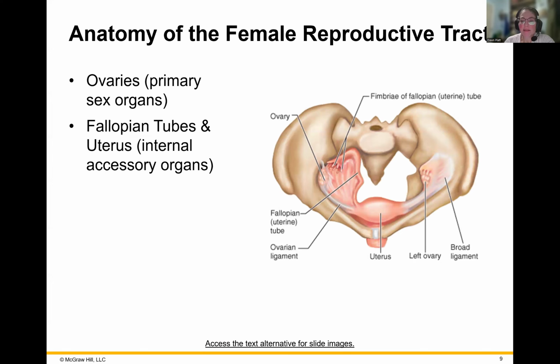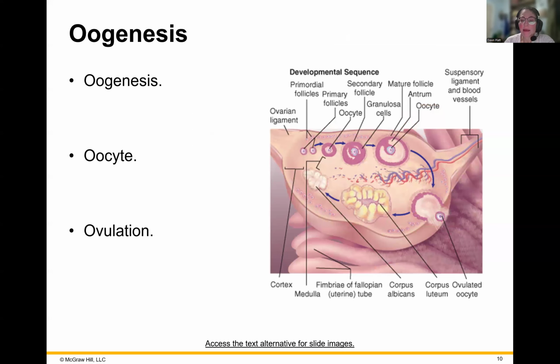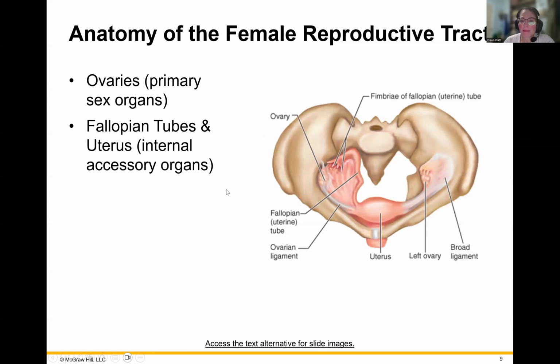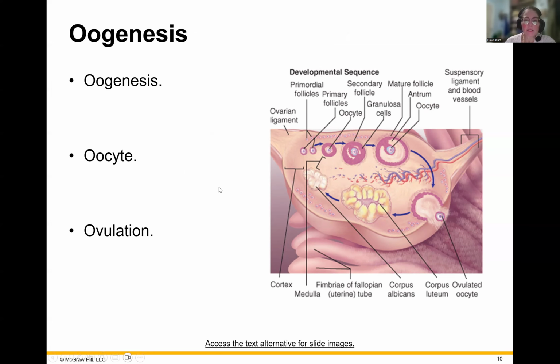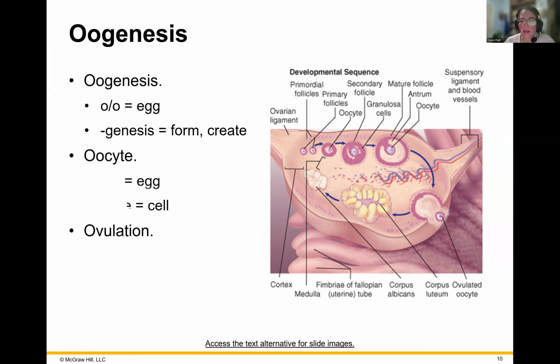Got our ovaries, and we've got our fallopian tubes. And then now we have to do with the creation of the egg. So we have oogenesis and an oocyte, and then our ovulation.